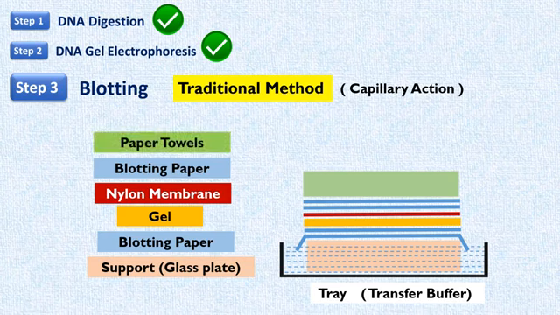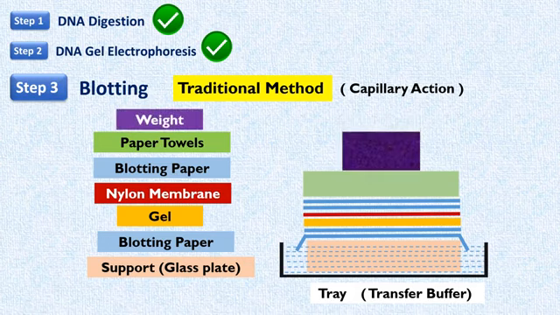This complete stack of gel, membrane, blotting papers, and paper towels is pressed down by putting a weight on top. The buffer or liquid from the tray now rises through the gel, taking with it the DNA molecules. Once the DNA molecules reach the nylon membrane, they become adsorbed tightly to the membrane and are retarded. The remaining liquid passes through the paper and is absorbed by the paper towels placed at the top. During this transfer, the DNA fragments retain the same pattern of separation they had on the gel.